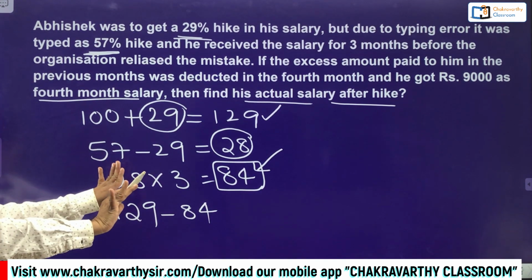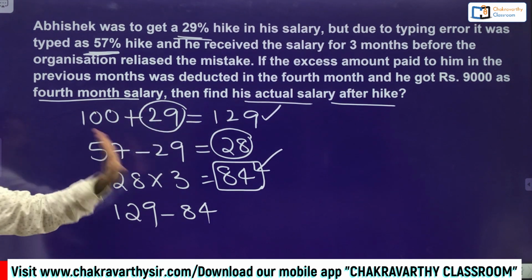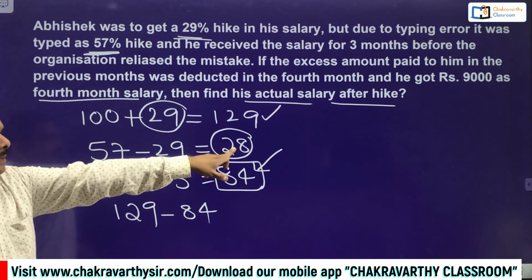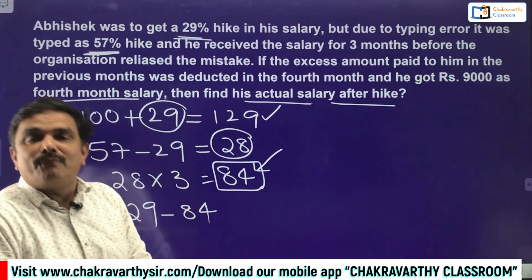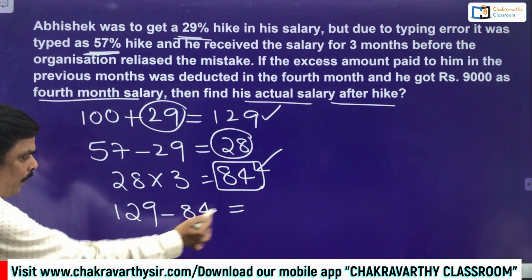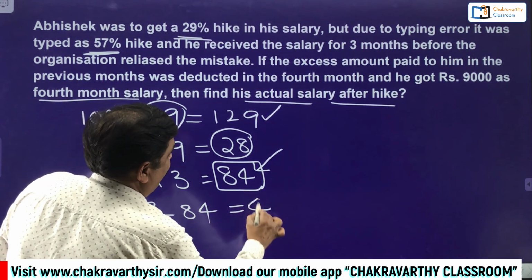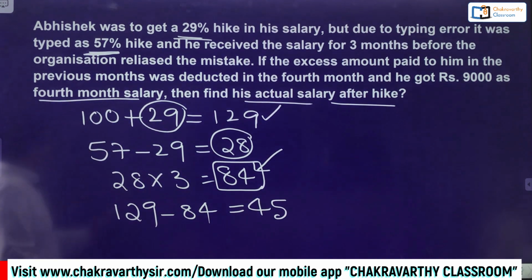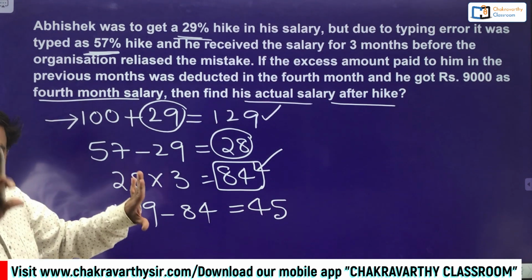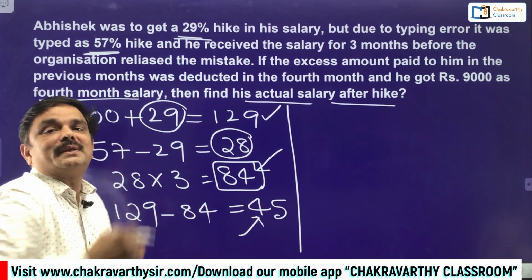How simply we have done, you see. First I have taken this one as 100. Originally he has to get 129, but instead of 29, he got a 57 rupees hike by mistake. Per month 28, for 3 months it is 84. This 84 has been deducted from his 4th month salary. So 129 minus 84, how much is that one? That is 45. So according to our imaginary figure, I have taken his original as 100. According to the imaginary figure here, in the 4th month he got 45 rupees.